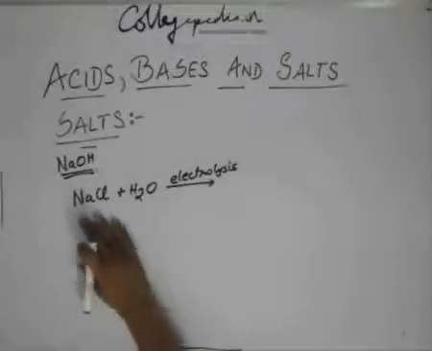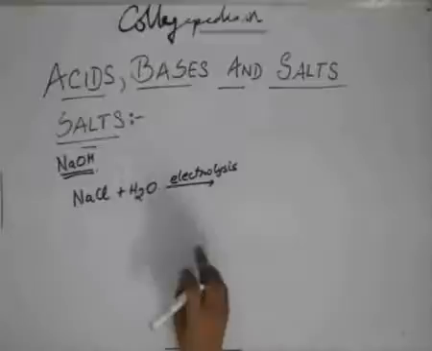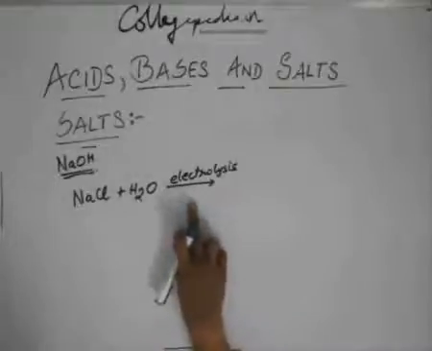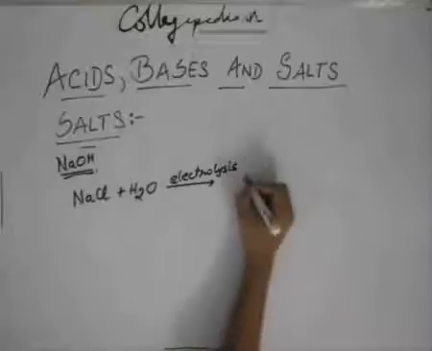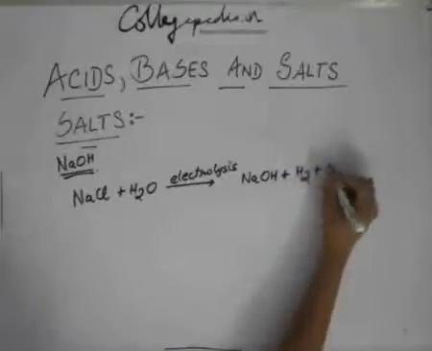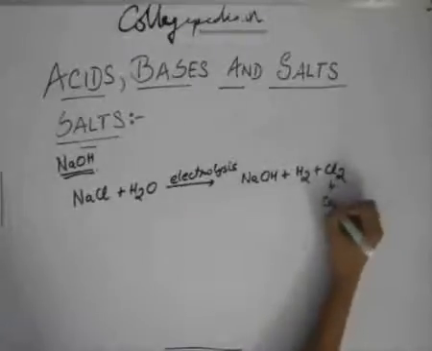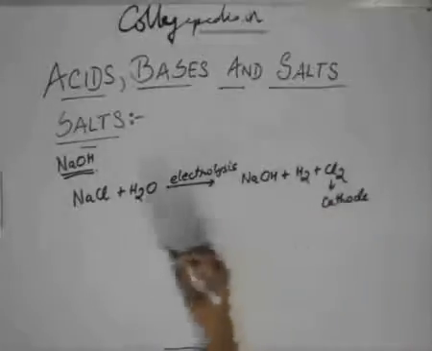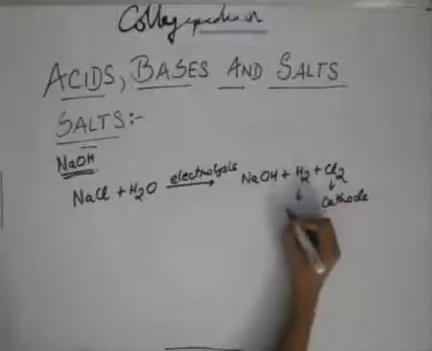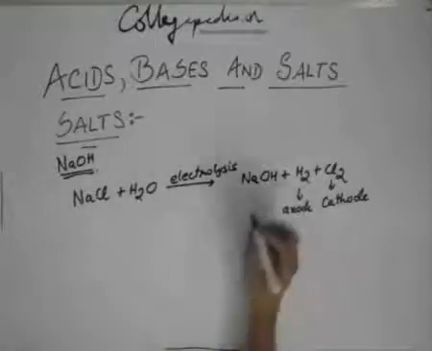is that this NaCl will break up into its ions. NaCl is already broken up into ions, but water will break up into ions due to this electrolysis. So it forms NaOH, it forms H2, and it forms Cl2, two gases. Cl2 is formed at the cathode and H2 is formed at the anode, and NaOH is formed near the cathode.